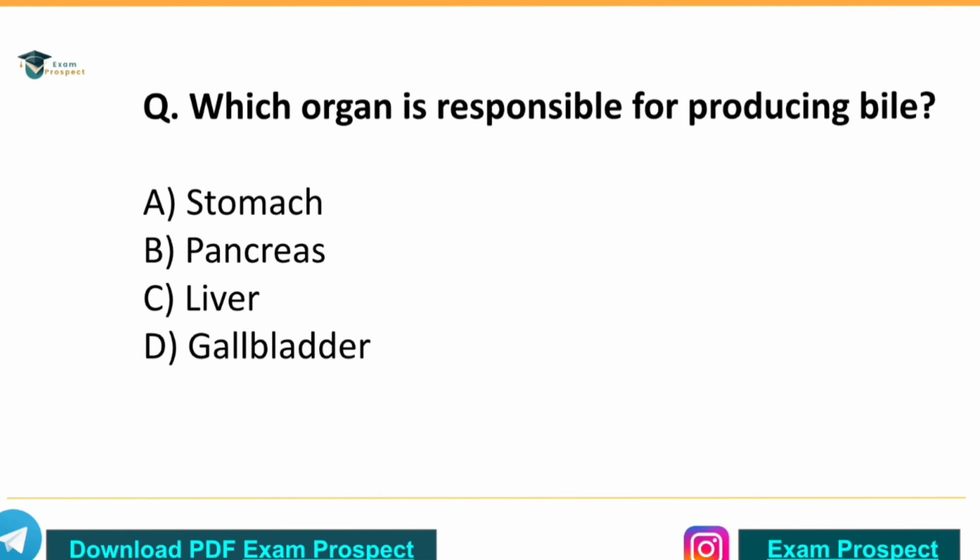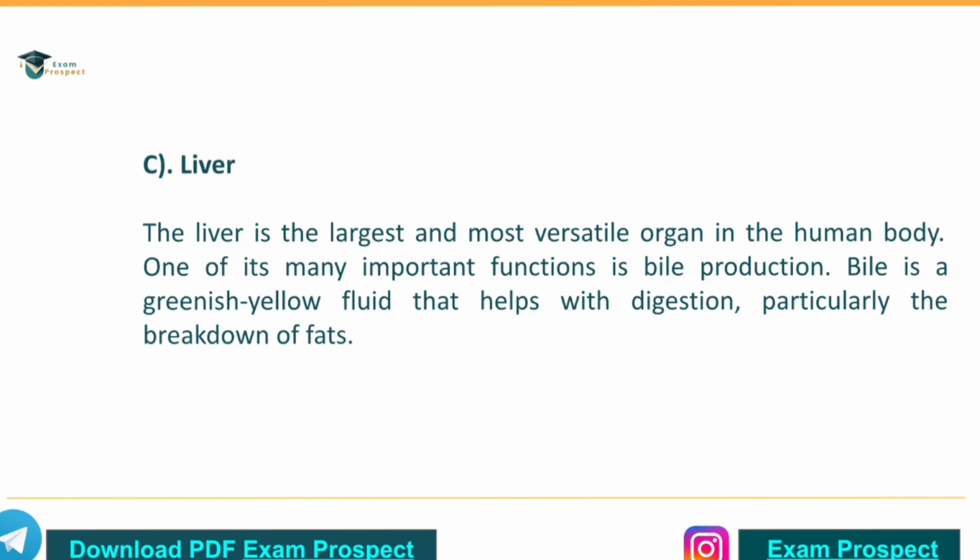Next question, which organ is responsible for producing bile? Correct answer is option C, liver. The liver is the largest and the most versatile organ in the human body. One of its many important functions is bile production. Bile is a greenish yellow fluid that helps with digestion, particularly the breakdown of fats.